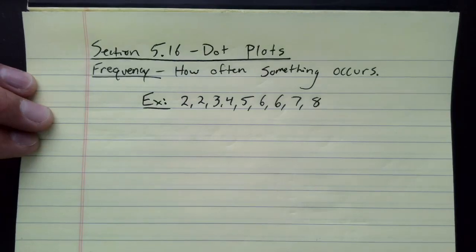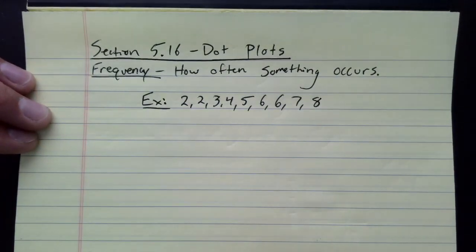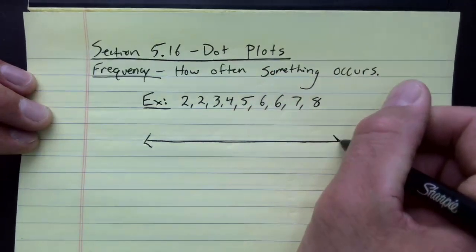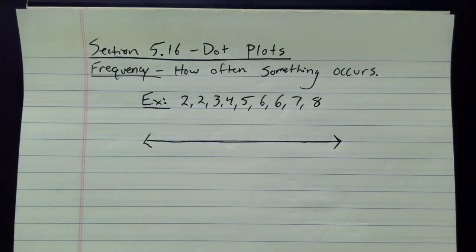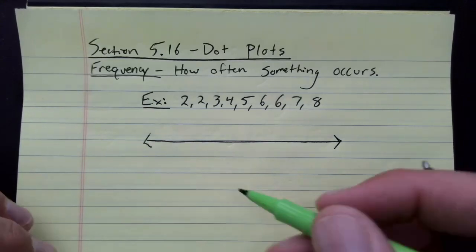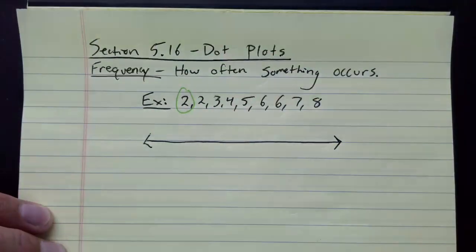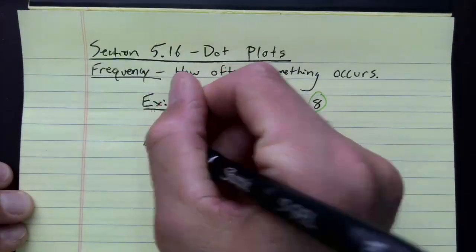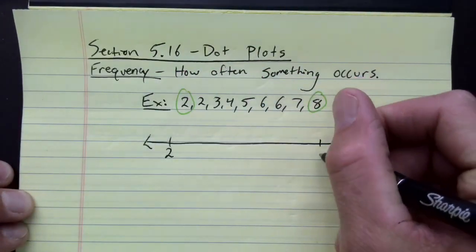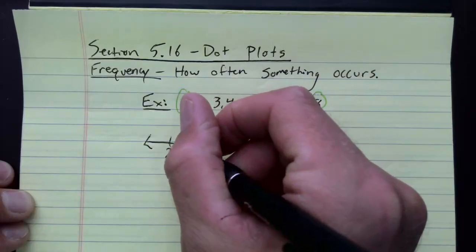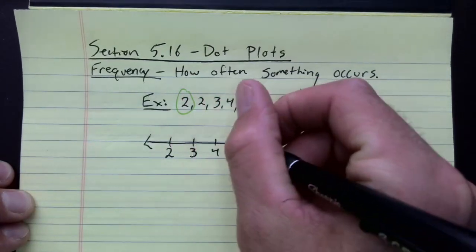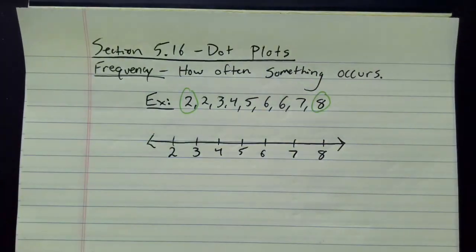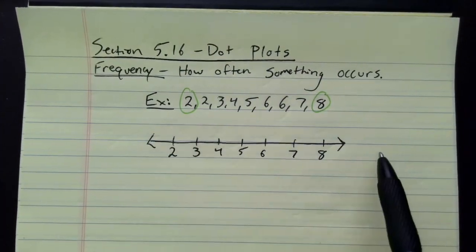When we work with dot plots, first we create that number line. We try to find what is your low and what is your high number. This one's pretty simple because it is already ordered low to high. 2 is low, 8 is high. So we start our number line at 2 and go all the way up to 8, and then fill in 3, 4, 5, 6, 7, 8. Perfect, now we have a good display, 2 to 8.